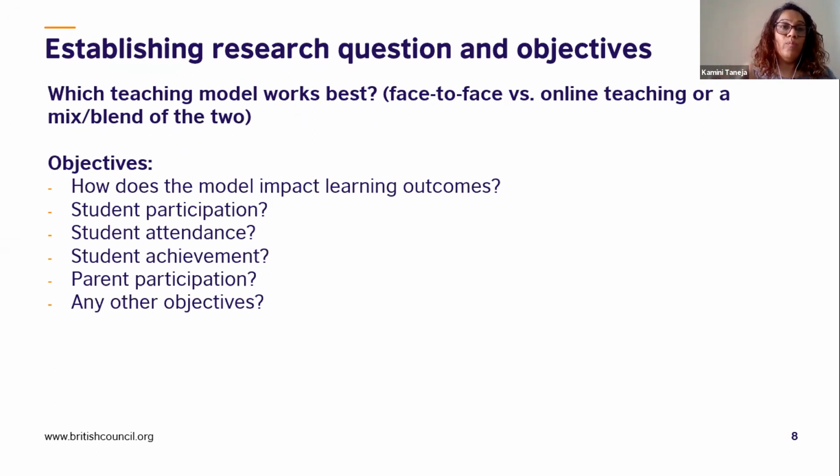Where do we have more student participation, better attendance, better achievement, face-to-face participation, or any other? And if there are any other objectives you want to include. So first, we need to establish what is the problem or what is the question that we need to find an answer to, and what could be the objectives of our research if we go forward with it.